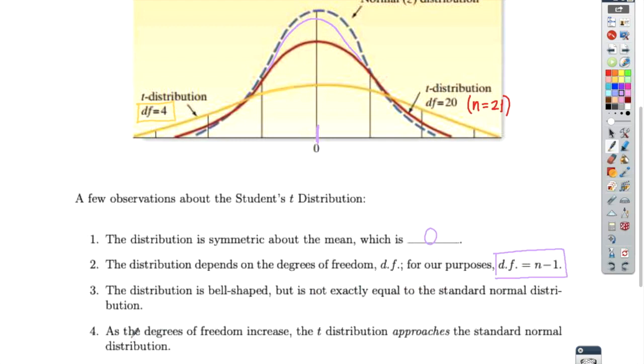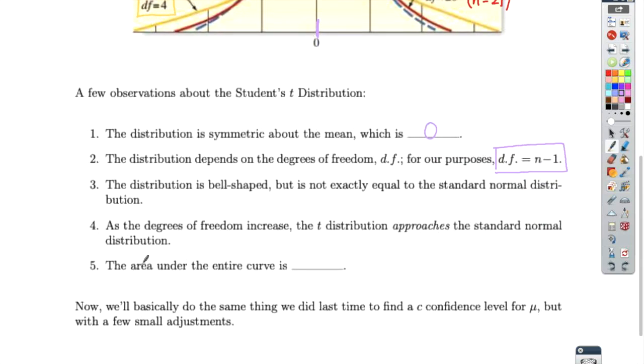However, as your degrees of freedom increase, the t distribution approaches the standard normal. Basically, the larger your sample size is, the more that distribution approaches normal. And also, no different than the z standard normal distribution, the entire area under the curve is 1. So a lot of things in common, but they are actually different distributions.